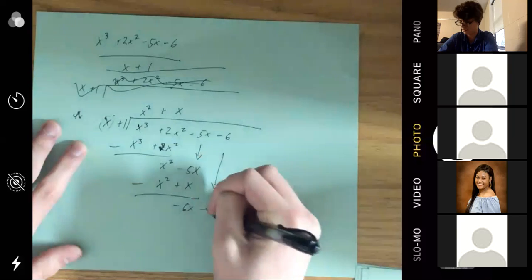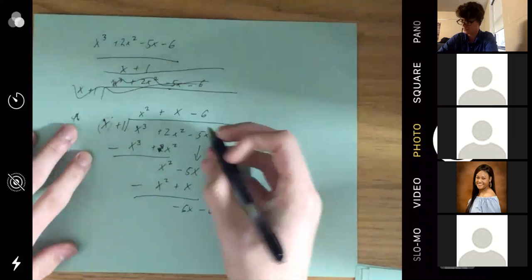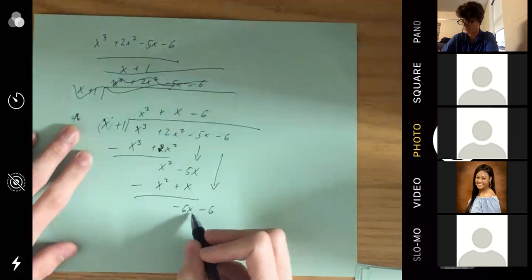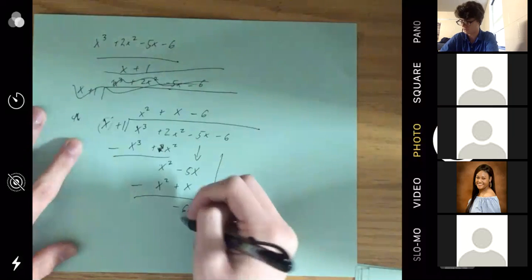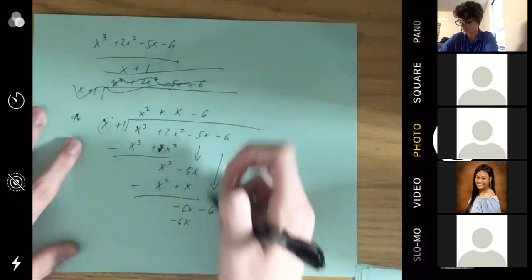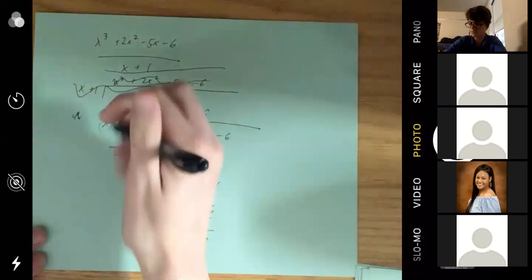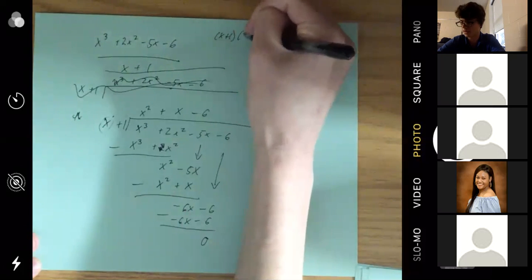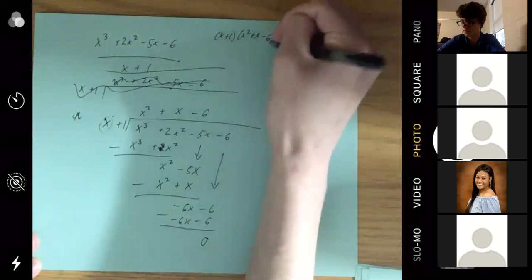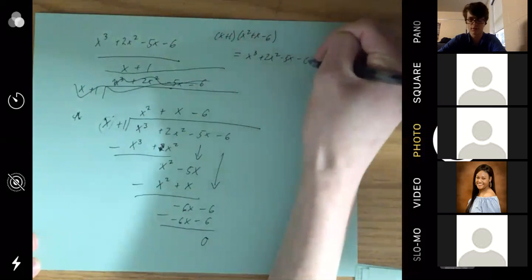Now I can bring down the minus 6 and do the same thing over again. x goes into minus 6x minus 6 times, because x times minus 6 is minus 6x. I do the multiplication again, minus 6x and then minus 6, and you'll notice this is 0. So x plus 1 goes into this function evenly, meaning x plus 1 times x squared plus x minus 6 is equal to x cubed plus 2x squared minus 5x minus 6.